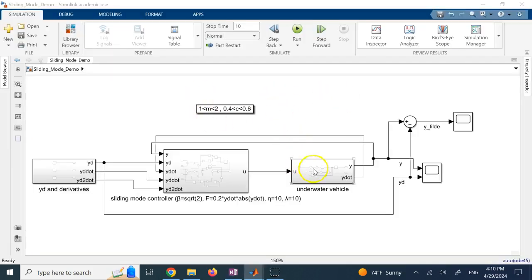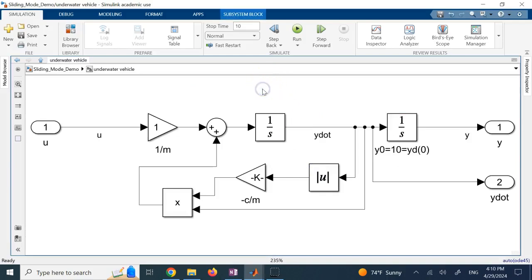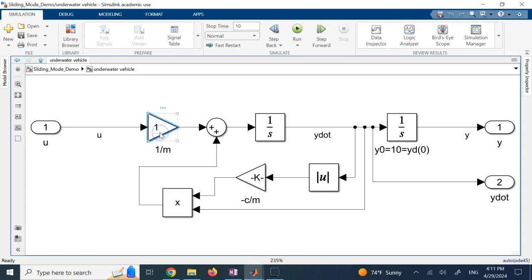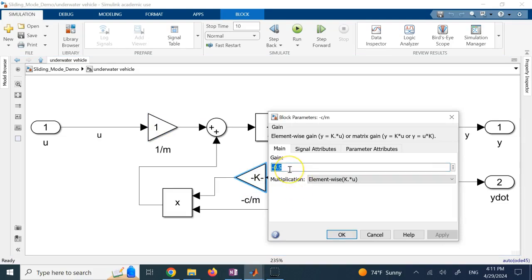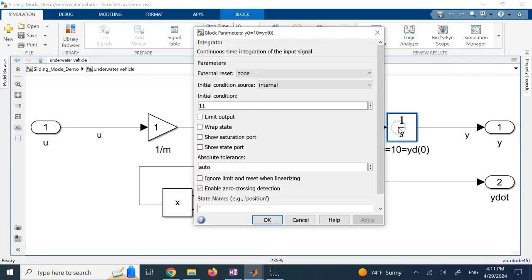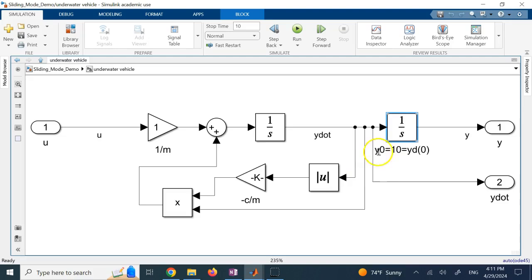Okay, so this is the Simulink model. This is the model of the underwater vehicle. And you can see this is 1 over m, where m is, in this case, picked as 1. So any number between 1 and 2 we can pick for m. Here I just chose 1, but if you want, you can change it to 1.5. And then c over m, here I chose c of 0.5, and again m of 1. So c over m is with a negative sign, negative 0.5. Initial velocity is 0. Initial position is 11 meters.